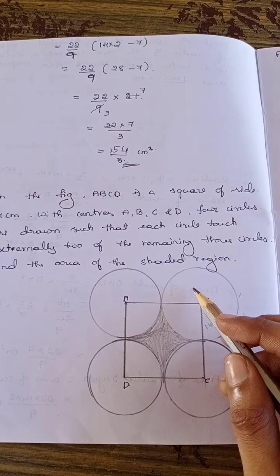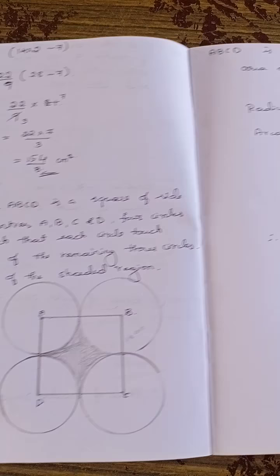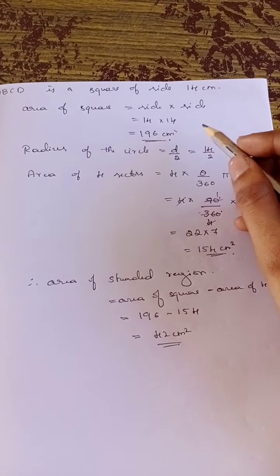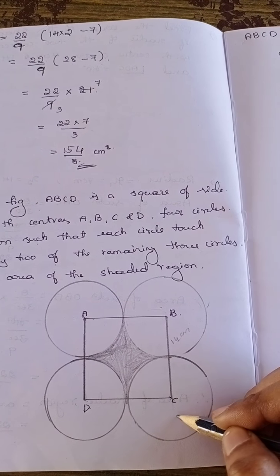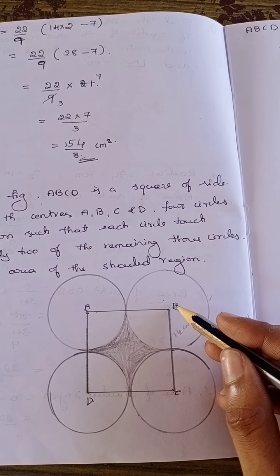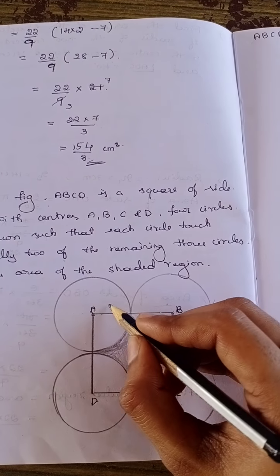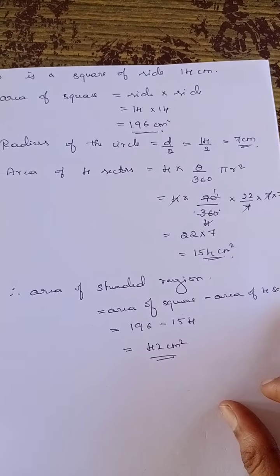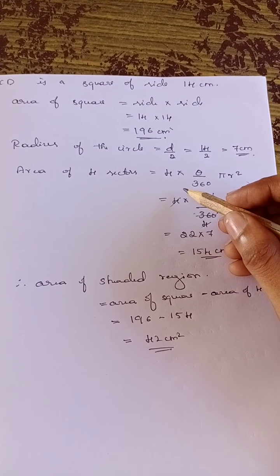First let us see what is the area of this square. Here side is 14 centimeter, therefore the area of the square is equal to 14 into 14, that is equal to 196 centimeter square. See this picture, this whole side is 14 centimeter, then the radius is 14 by 2. 14 by 2 means 7 and 7. Therefore the radius of each circle is 7.